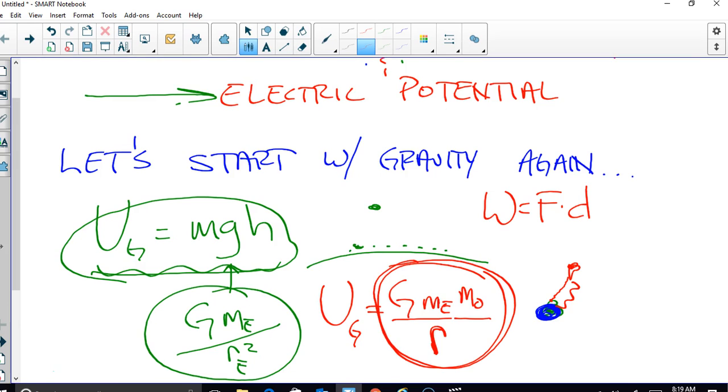Yeah, it's weird when you think about it. I mean, look at that thing. That means the farther away you get from Earth, the less potential energy you have at that point. In a way, right?